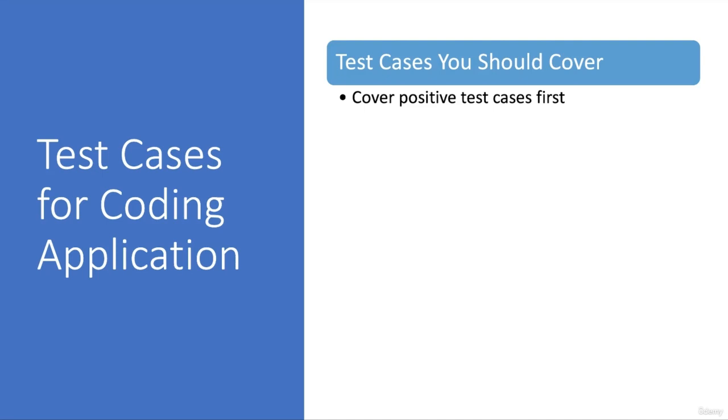First, you should have covered the positive test cases first. For example, I give an input number as 5 and it prints the output as 19. That's a positive test case. You're not trying to break the application by any negative test case scenario here.